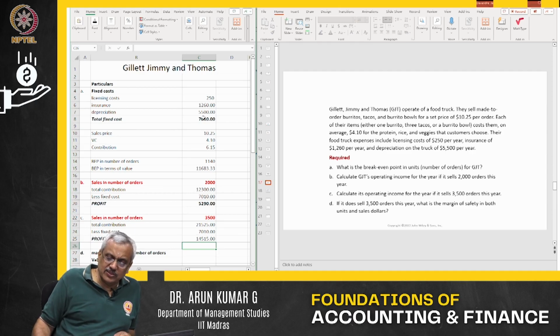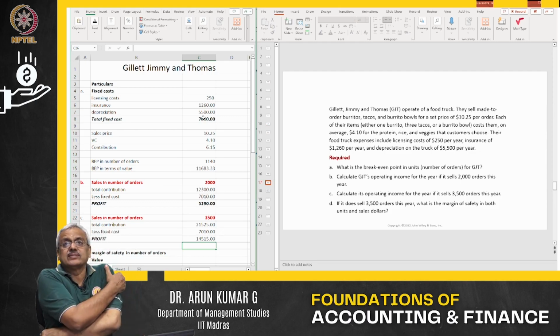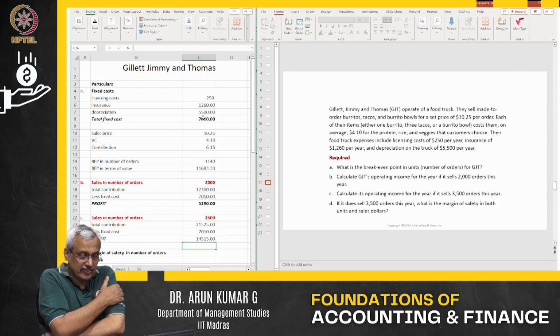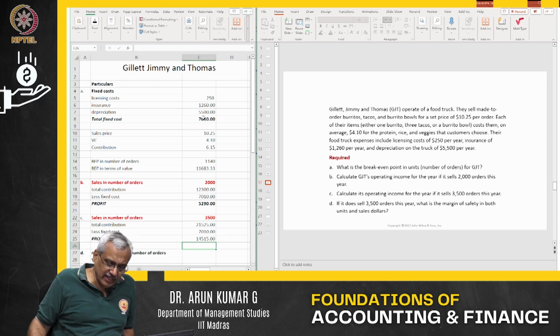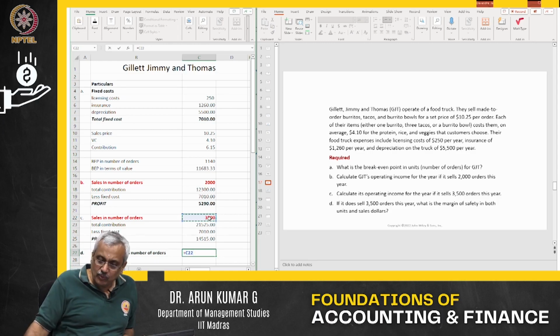If it does sell 3000 orders a year, what is the margin of safety in both units and dollars? Now let us look at it in number of orders. What is the number of orders you are selling? 3500 units. What is the break even you had to get? 1140. So, what is the margin of safety? 2360 is the margin of safety.